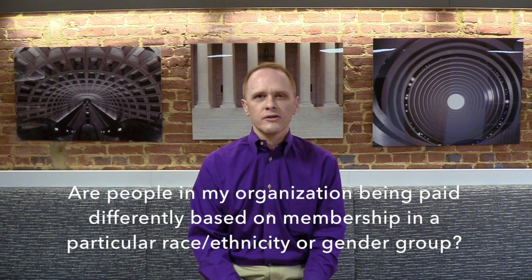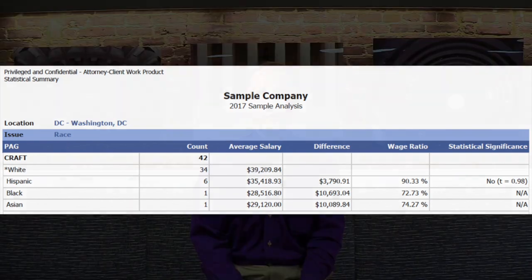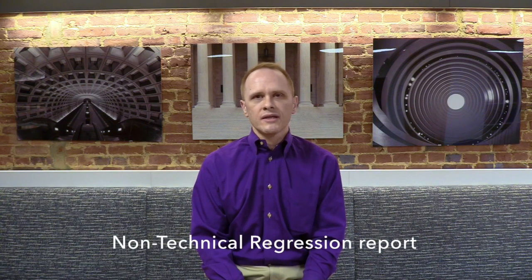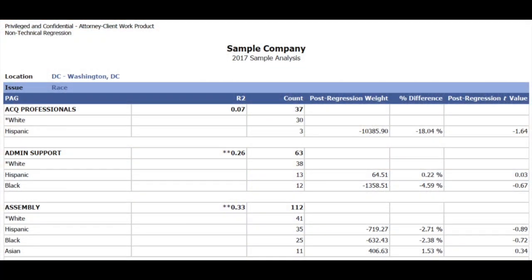The first is, are there differences in our organization on how people are paid based on membership in certain race, ethnicity groups, or gender groups? And EEOPay can help you answer that question by producing reports such as a Statistical Summary that does a comparison of average salaries of similarly situated employees based on race, ethnicity, and gender. And even better than that, producing a non-technical regression report, which does a multiple regression analysis and looks at merit variables that would help explain pay, things like how long they've been with the company, what their performance is, things like that. And then after taking those into account, are there still differences between race groups or gender groups?